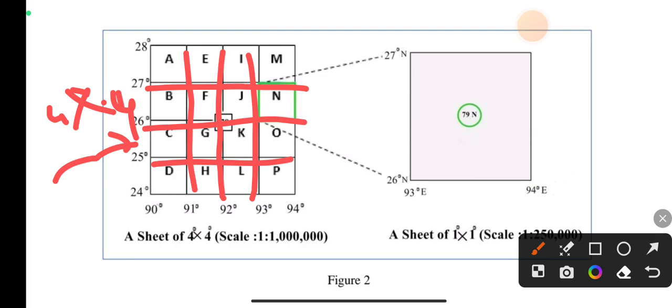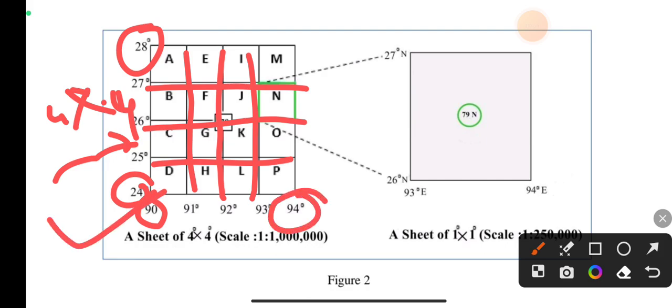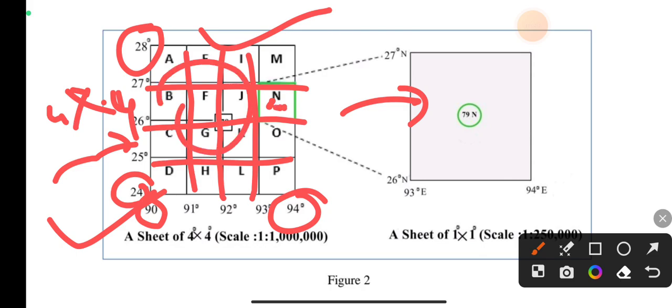You can see 24 to 28 degree here, and 90 to 94 degree. So this is basically a million sheet map, 4 into 4 degree, scale is 1:1 lakh. This is the base map. Million sheet maps are base maps. We are preparing this map. We are taking this grid particularly. So any grid within the 79 grid, we are naming it as 79N. We are naming it as 79M.